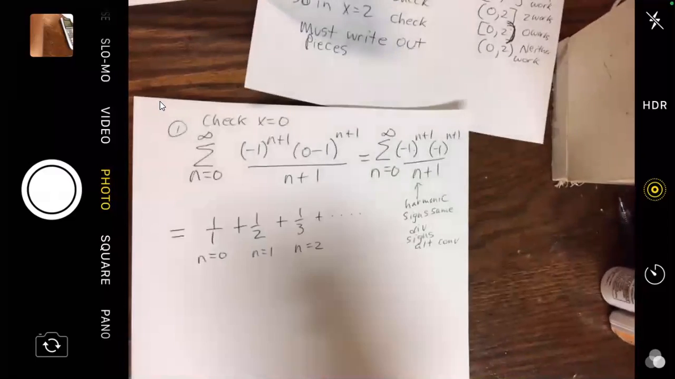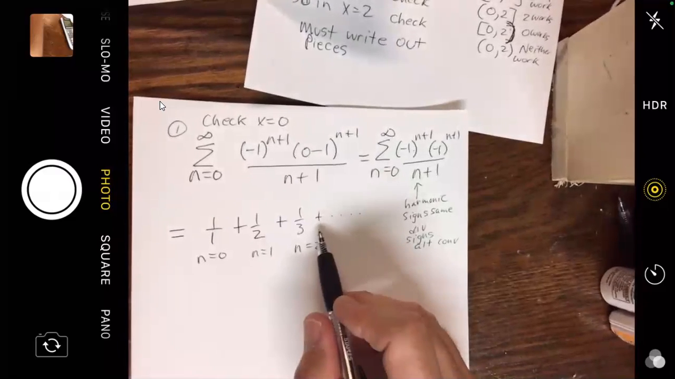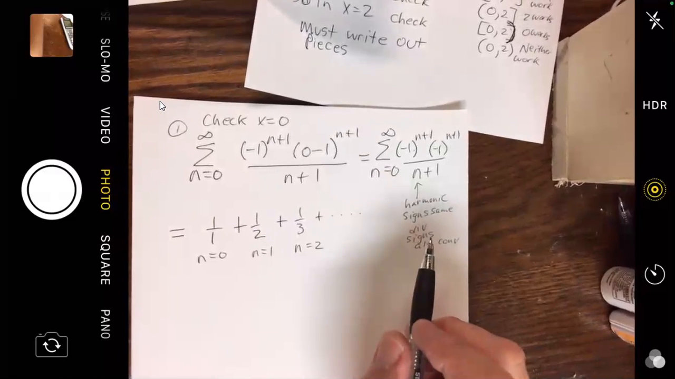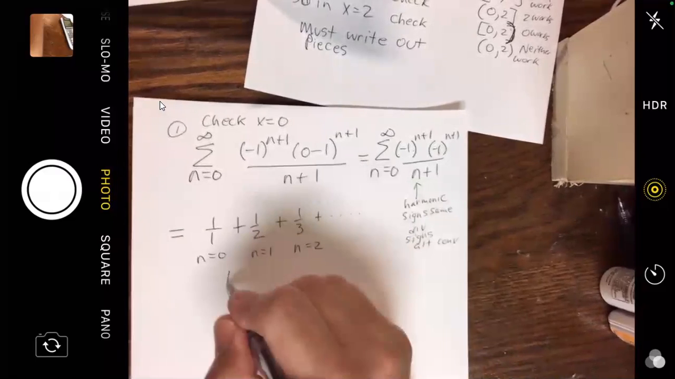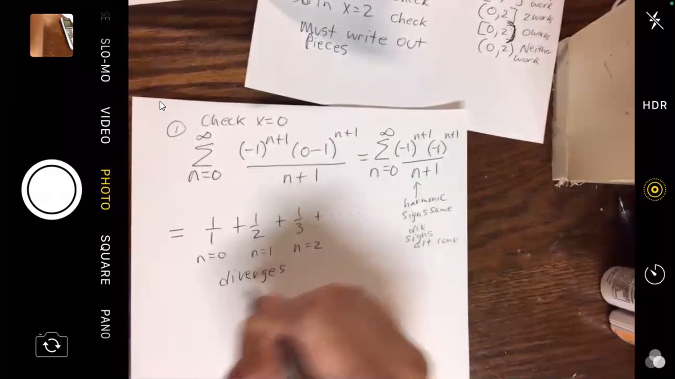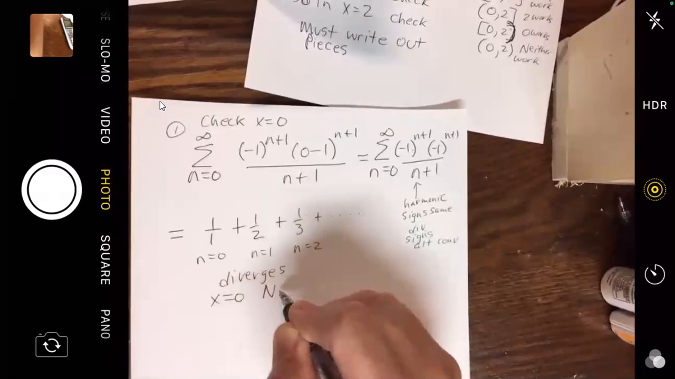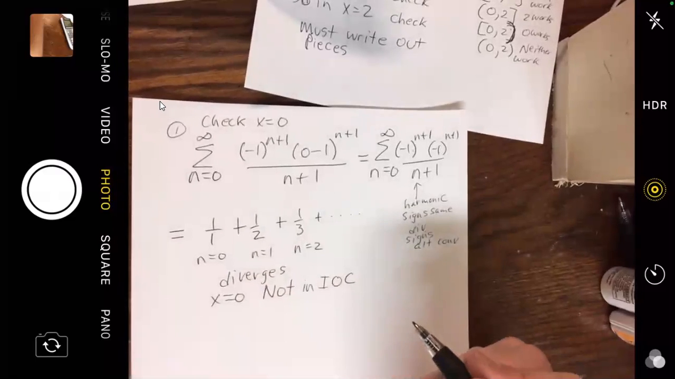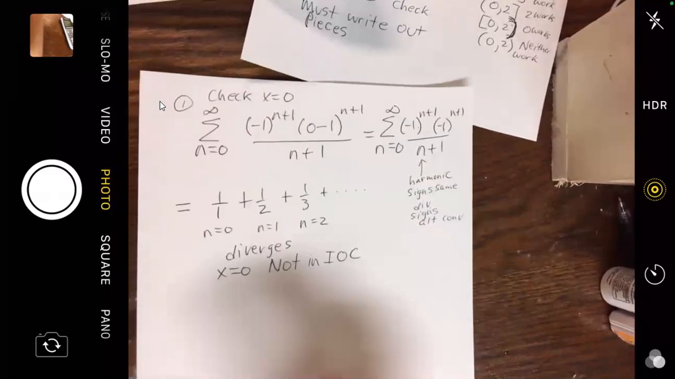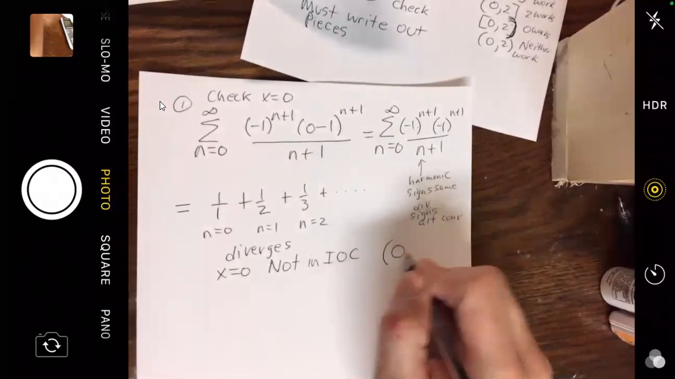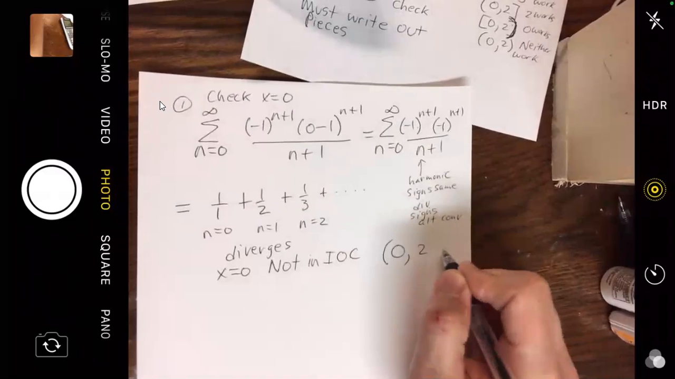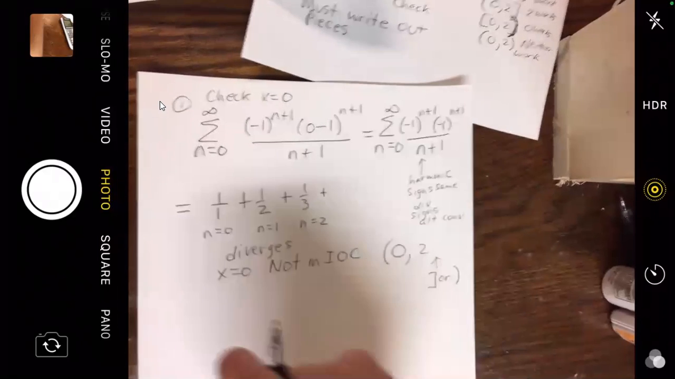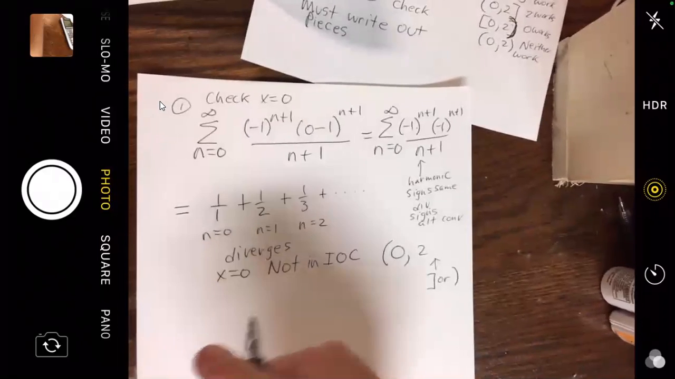So can you tell this is pretty much a straight harmonic, all positive signs? So it diverges. X equals 0, not in the IOC, not in the interval of convergence. In other words, it's going to look like parentheses with a 0, 2, but is that a bracket or parentheses? The suspense is killing me. Are we ready to check?